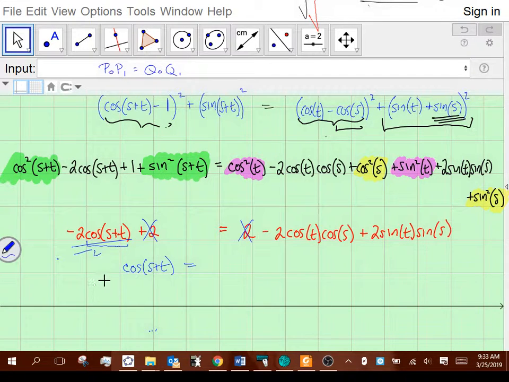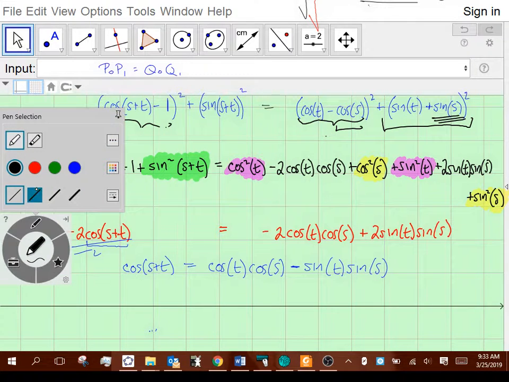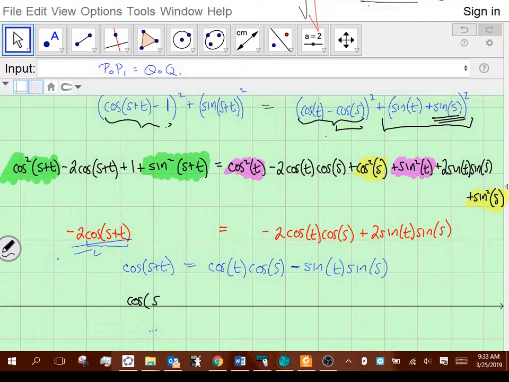Divide by -2, right? If I divide the left-hand side by -2, the right-hand side with those 2's wiped away looks like this. Divide that by -2, so it gives me cosine of t, cosine of s. Now this becomes minus sine of t, sine of s. And using the commutative property of multiplication, we can rewrite cosine of s plus t equal to cosine s, cosine t. We can flip-flop these two, right? Minus then sine s times sine t. And that is exactly the sum formula for cosine we talked about on Friday, right?